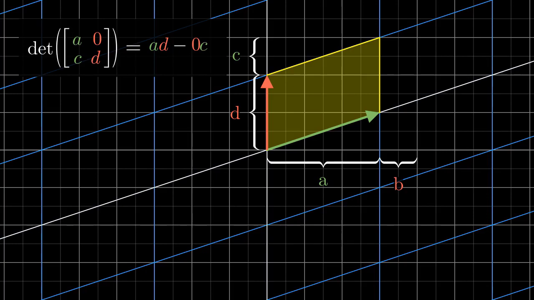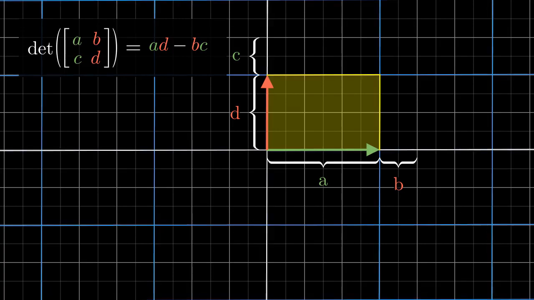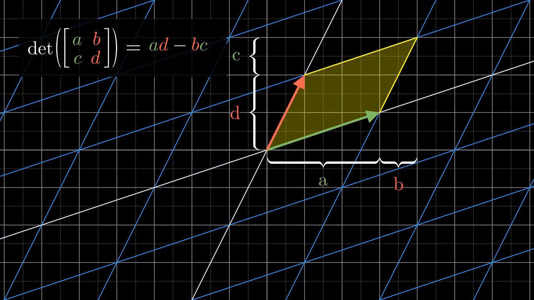It just shears the square and makes it another parallelogram, but this time one with a base of D and a height of A. It still has the same area. However, if both B and C are non-zero, the area gets changed by a factor proportional to B times C. Loosely speaking, the B times C term tells you how much the parallelogram is being scaled in that diagonal direction.